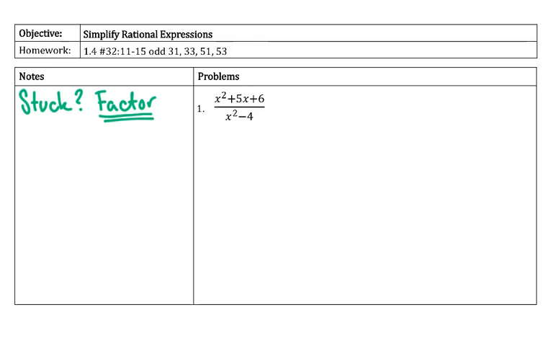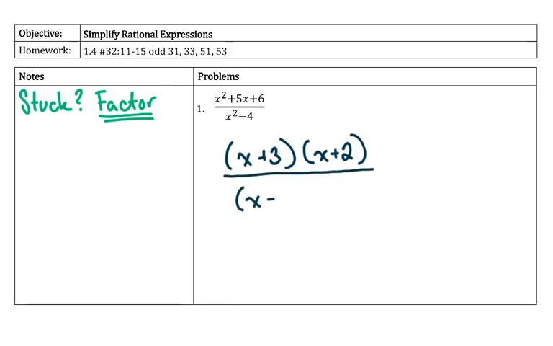So here, we're going to factor x squared plus 5x plus 6. We're looking for things that multiply to 6 and add to 5. And that would be 2 and 3, since we're looking at all positive terms. So the numerator factors as x plus 3 times x plus 2. And the denominator factors as x plus 2 times x minus 2. Right, they multiply to -4 and they add to 0, since there's no center term.